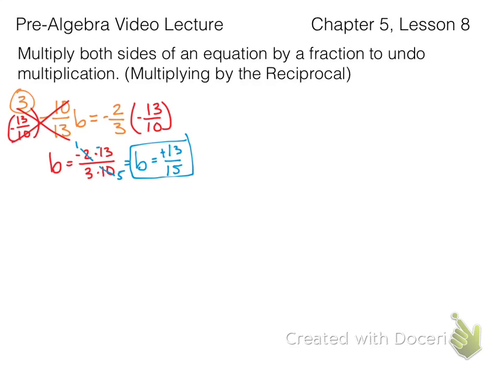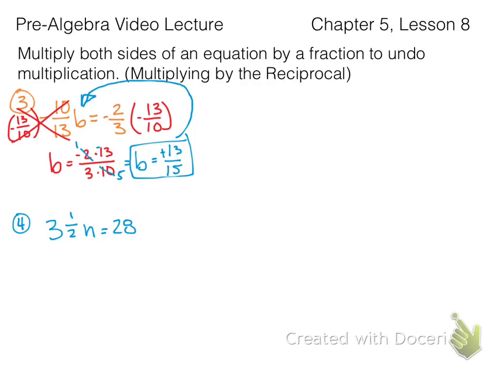The only thing is you can simplify a little before you multiply. 2 goes into itself once, 2 goes into 10 5 times. -1 times -13 is positive 13. 3 times 5 is 15. So that gives you b is equal to 13 over 15. And again, you can always plug it back in and check your work, where you'd get -10/13 times 13 over 15 equals -2/3. Okay? All right, next problem.